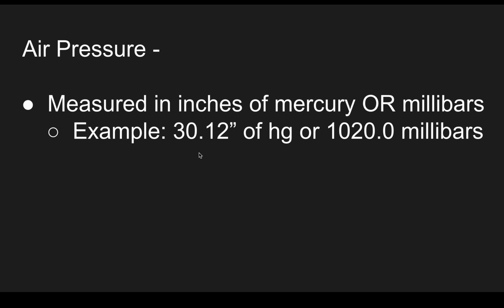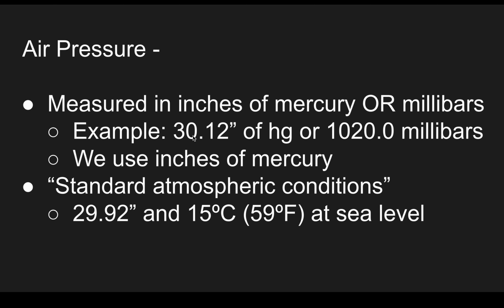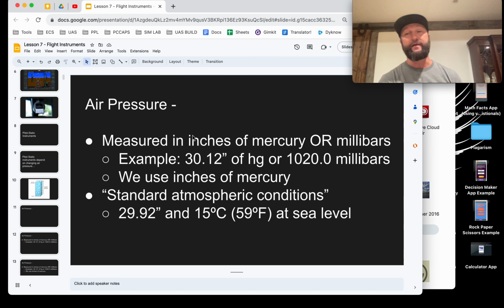For example, you may have 30.12 inches of mercury for air pressure, or you may have something like 1020 millibars. I think millibars is more of a metric system measurement. Here in the US, we use this kind of altimeter setting here. Standard atmospheric conditions. This is one of those facts you just have to memorize as a pilot. It comes up on a lot of different test questions, and you use this to convert things from regular indicated altitude to pressure altitude and things like that.